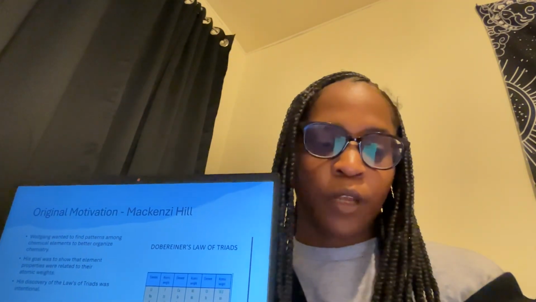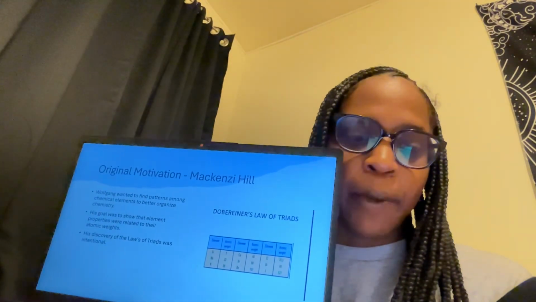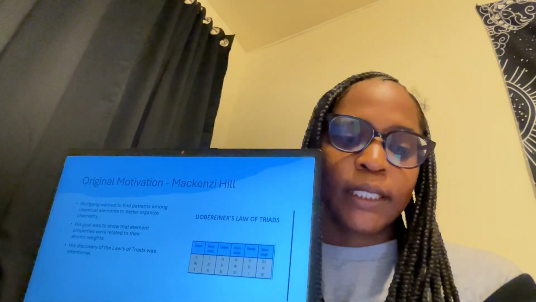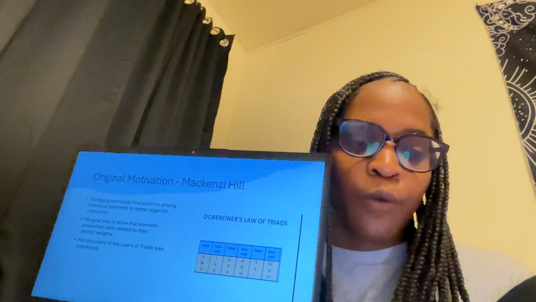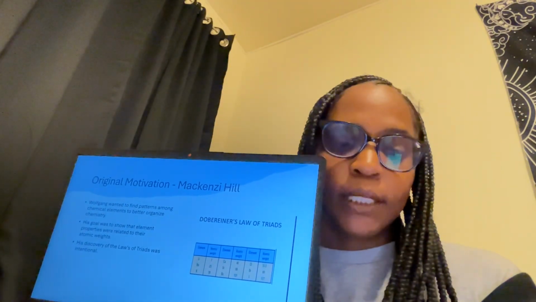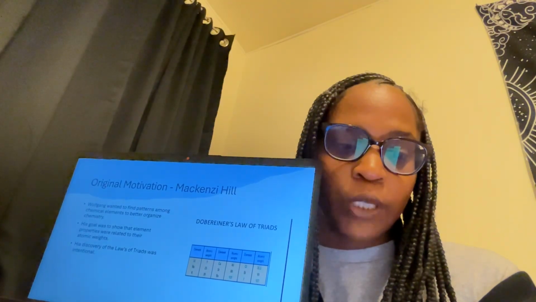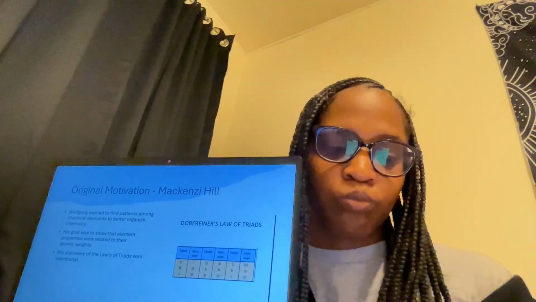Original motivation. Okay. Wolfgang wanted to find patterns among chemical elements to better organize chemistry. His goal was to show that element properties were related to their atomic weights. His discovery of the law of triads was intentional.